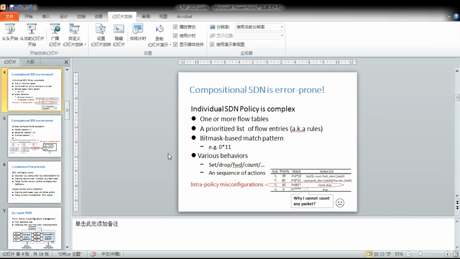Unfortunately, compositional SDN is error-prone for two reasons. First, individual SDN policies have already been complex. This is because one SDN policy may contain one or more flow tables, while each flow table consists of a priority list of flow entries. Each flow entry contains a bitmask-based match pattern and various behaviors. As a result, it's difficult to detect intra-policy misconfigurations. For example, rule 3 in this figure cannot count any packet, but we don't know the reason.